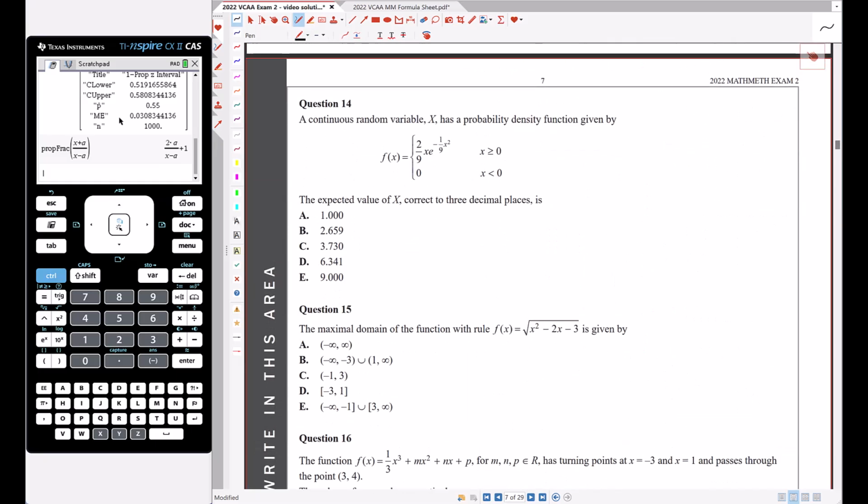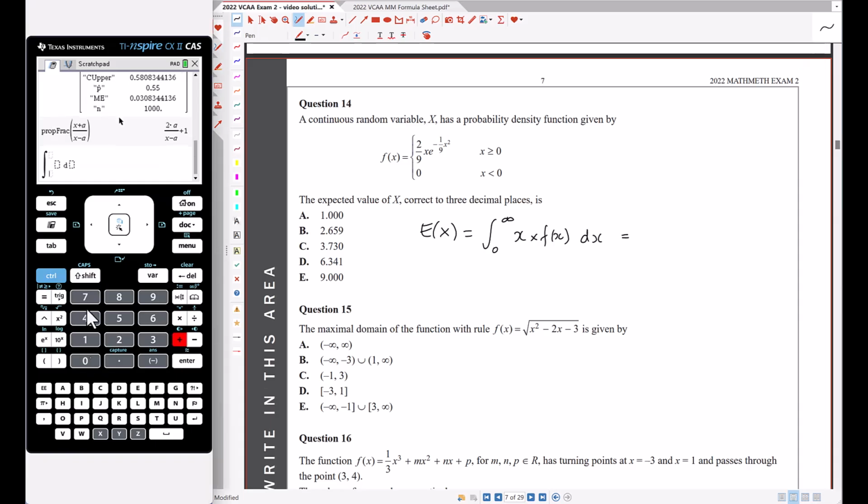Question 14, a continuous random variable x has a probability density function given by this. The expected value of x corrected to 3 decimal places is. Okay, so we should be able to just use our CAS here. So expected value of x is the integral over the domain, which is going to be 0 to infinity. Now that's not a mathematically correct thing to write, but my CAS will evaluate it that way. And I need x times my function, and that's going to give me my expected value of x. So let's work that out.